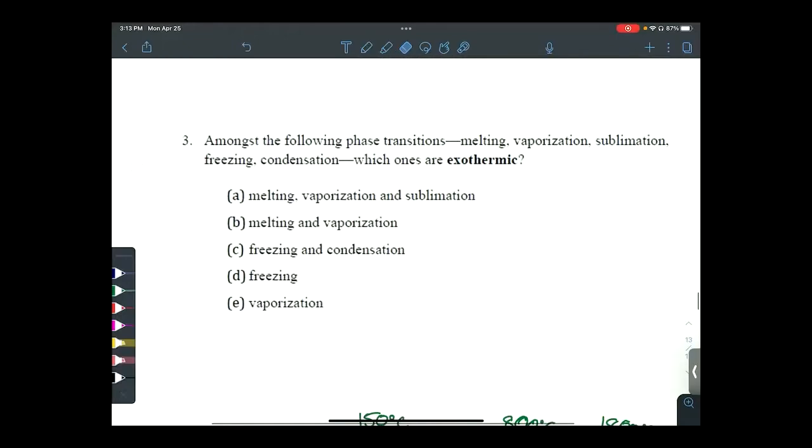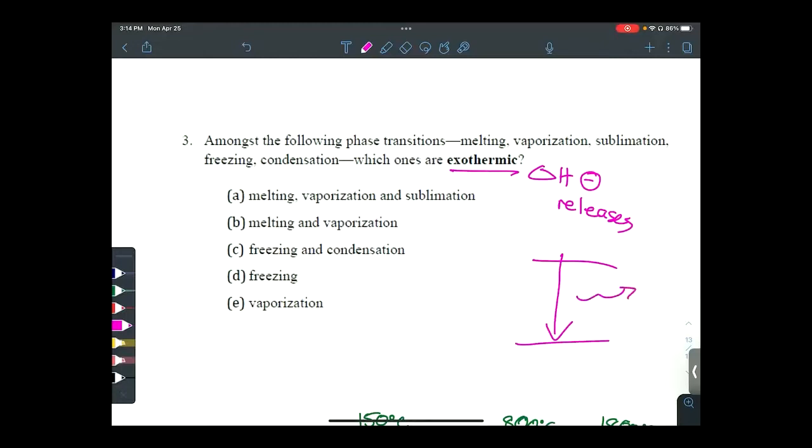Okay. So amongst these phase transitions, melting, vaporization, sublimation, freezing, condensation, which ones are exothermic? This is a little bit of chapter 5 thermochemistry that you asked about. So exothermic, we need to think about means what? It's a process that releases energy. Its delta H is a negative value, so it means that it releases energy. I like to think that your system becomes more stable, because if you go from a higher energy state to a lower energy state, then energy has to be released. That's exothermic. Heat is given off.